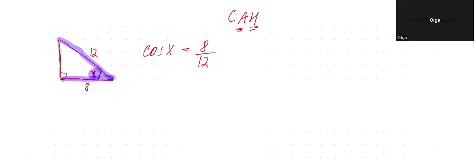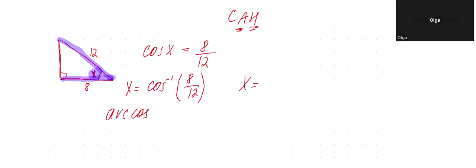Now, of course, we cannot just divide by cosine here or do anything else. To get x from this equation, we need to use something called inverse cosine. On your calculator, it's probably going to be shift cosine. Sometimes it's called arc cosine, so double check. Here inside, we're going to put 8/12. This function basically answers the following question: cosine of what angle equals 8/12? And that will be 48.2.